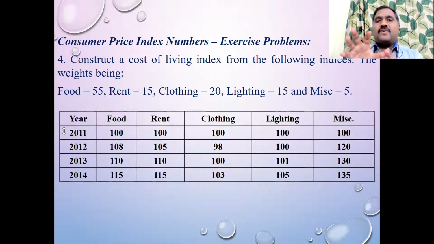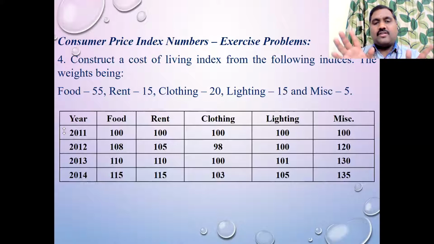See, weight is given for the problem. For food, it is 55. For rent, it is 15. For clothing, it is 20. For lighting, it is 15. For miscellaneous, it is 5. Weight is given, W is given. And these 100, 108, 105, 90, what are these called? Price. So W is given, P is given, no? Now what do we have to find out?